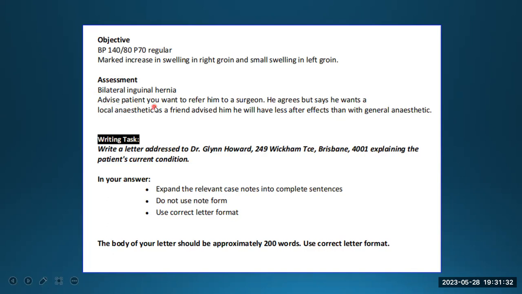And I advise the patient; I want to refer him to a surgeon. Now I want to refer him to a surgeon because he is having pain and the swelling is increasing.